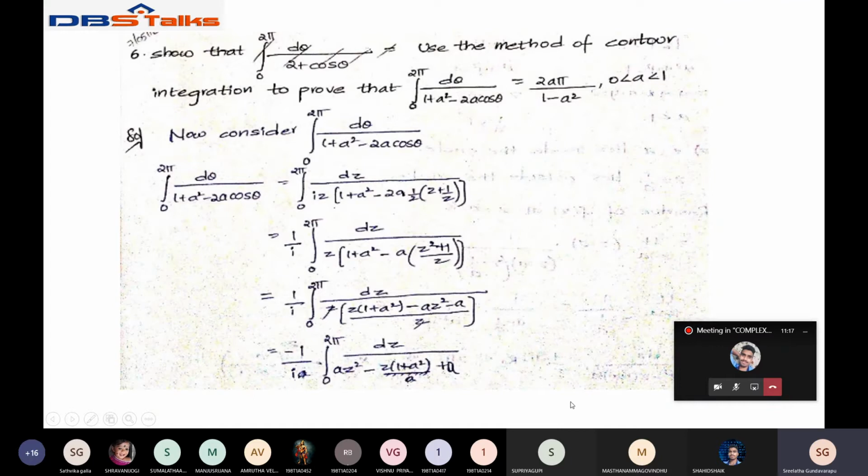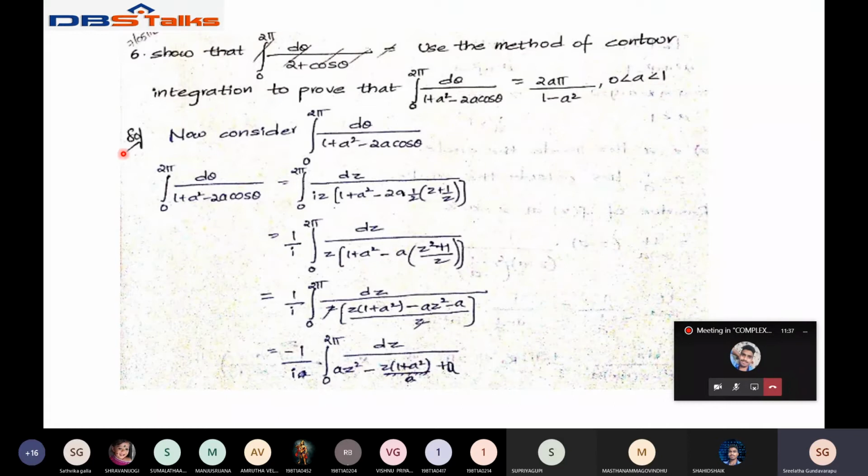Next problem is: using the method of contour integration, prove that the integral from 0 to 2π of dθ by (1 plus a² minus 2a cos θ) equals 2aπ by (1 minus a²). Here 0 is less than a is less than 1.